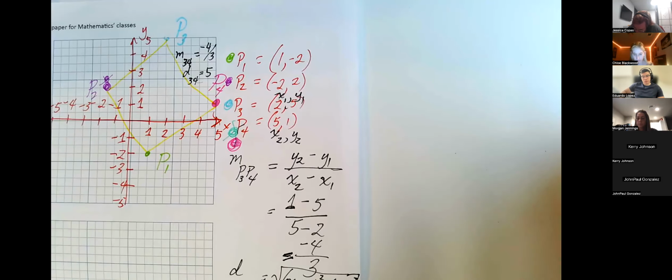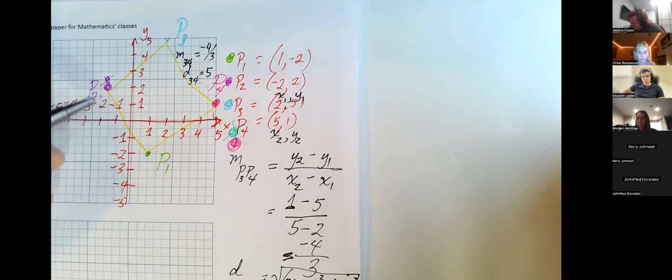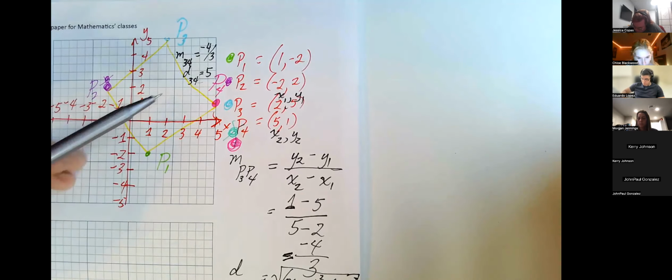Let's find the slope between P1 and P2. Should that be the same or the negative reciprocal of the slope between P3 and P4? Oh, it should be the same. Good, okay, good.